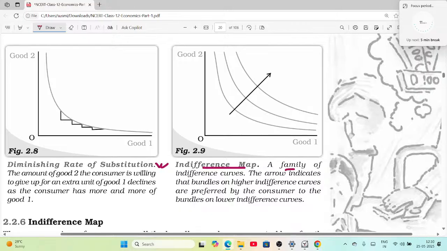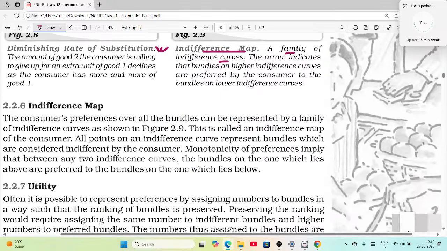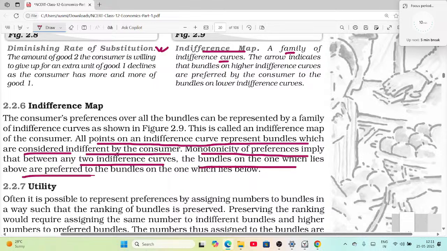Indifference map: a family of indifference curves. When the consumer's preferences over all the bundles can be represented by a family of indifference curves, as shown in figure 2.9, this is called an indifference map of the consumer. All points on an indifference curve represent bundles which are considered indifferent by the consumer. Monotonicity of preferences implies that between any two indifference curves, the bundles on the one which lies above are preferred to the bundles on the one below.